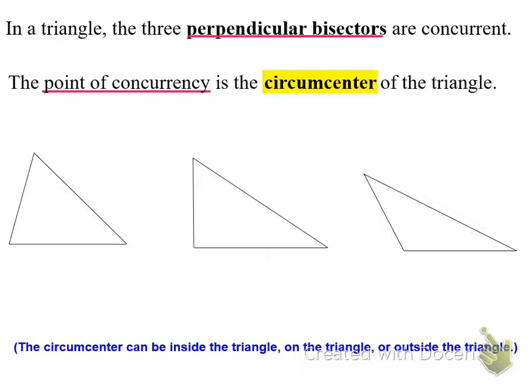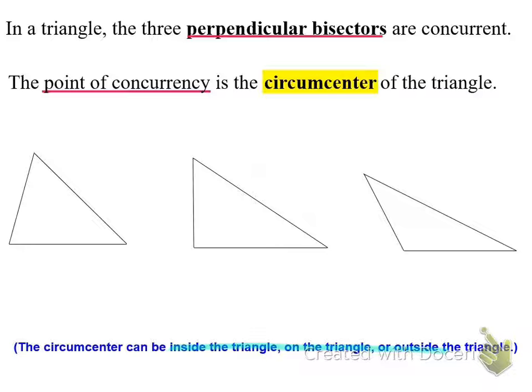It says the circumcenter can be inside the triangle, on the triangle, or outside the triangle. So it can be inside the triangle, on the triangle, or outside of the triangle. And I'll explain why. I know, again, you think center means inside of the shape, but it doesn't necessarily. You've kind of already got the picture, but I'm going to show you why it is the way that it is.